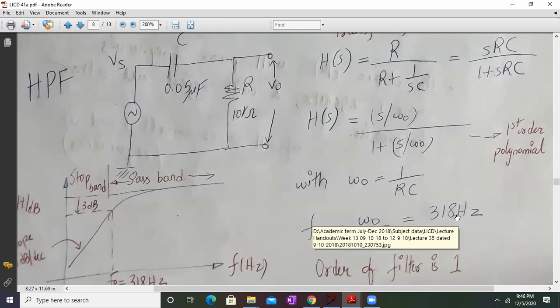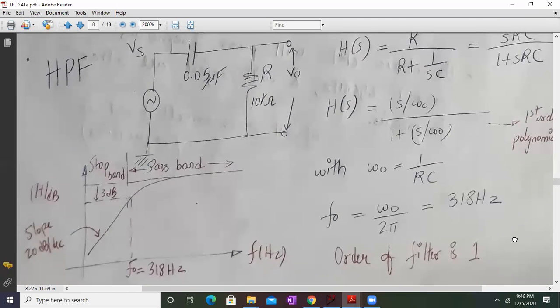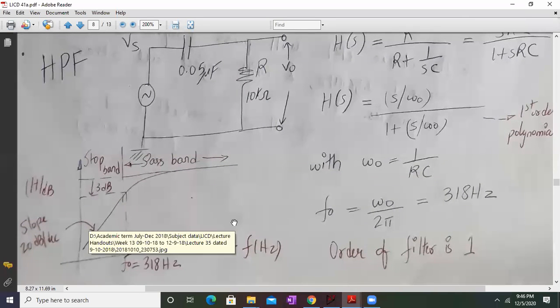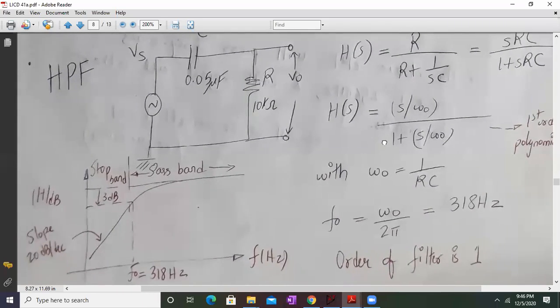Okay, so I am guessing that this number might be close to 318 hertz only. Let's check it out later. Yeah, it might be close to 318 hertz. So here, f naught will be omega naught upon 2 pi. Here also the order of the filter is 1, so it's a first order high pass filter.